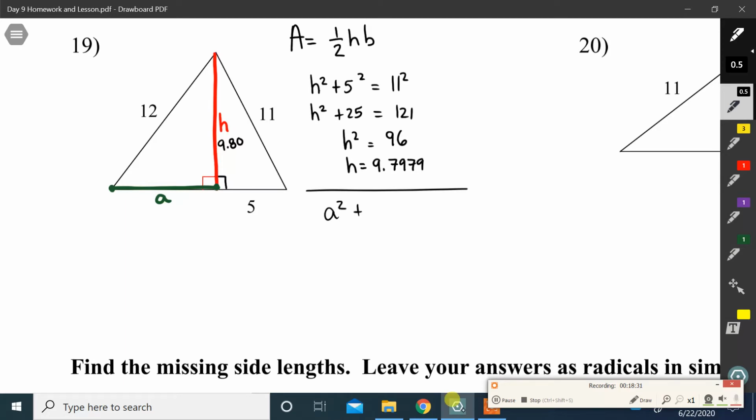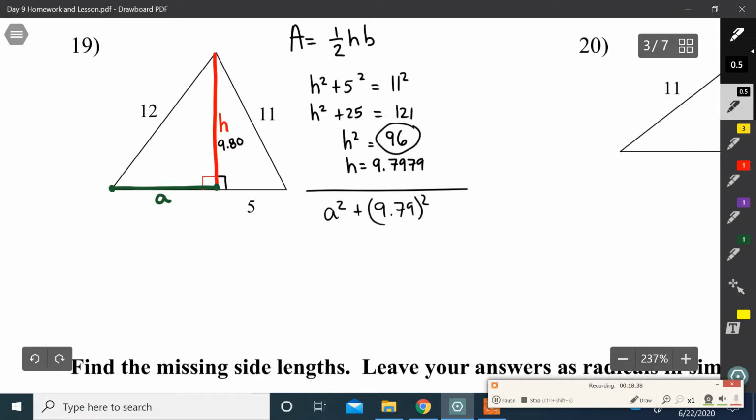Now, I know that 9.79, when I square that, I need to get 96 because I took the square root of 96 and I got this right here, and that's what I'm plugging in here. So when I take the square root, I should get back that 96. Okay, hopefully that makes sense. If not, just do it on the calculator. It's equal to 12 squared. So I know that 9.79 squared should be, okay, when I go back, it should be 96.